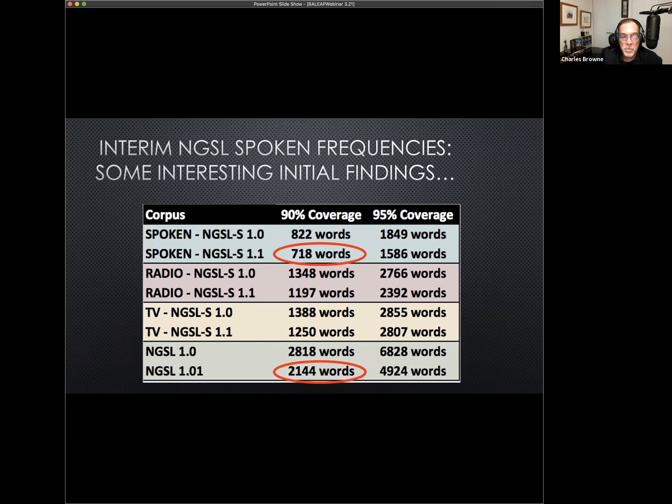But for the spoken subsection, when you're looking at spoken English, you only need 700 words to get to 90% coverage. And this is because in spoken English, we tend not to use difficult words, certainly not compared to written English. And so this list has been very useful for programs around the world that are focusing on developing spoken English rather than written English, productive knowledge rather than receptive knowledge.